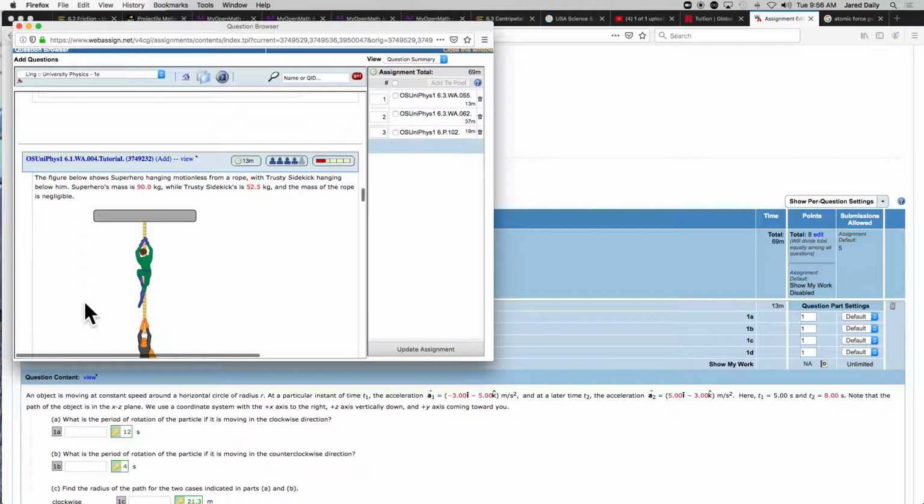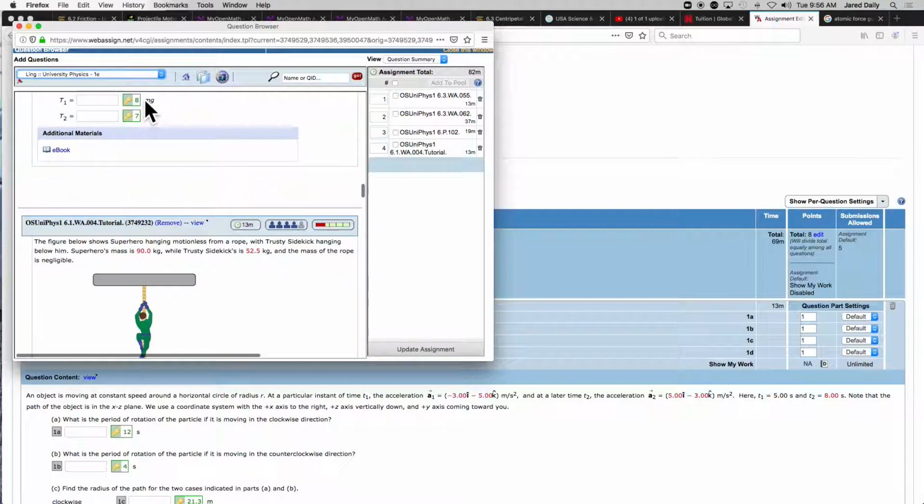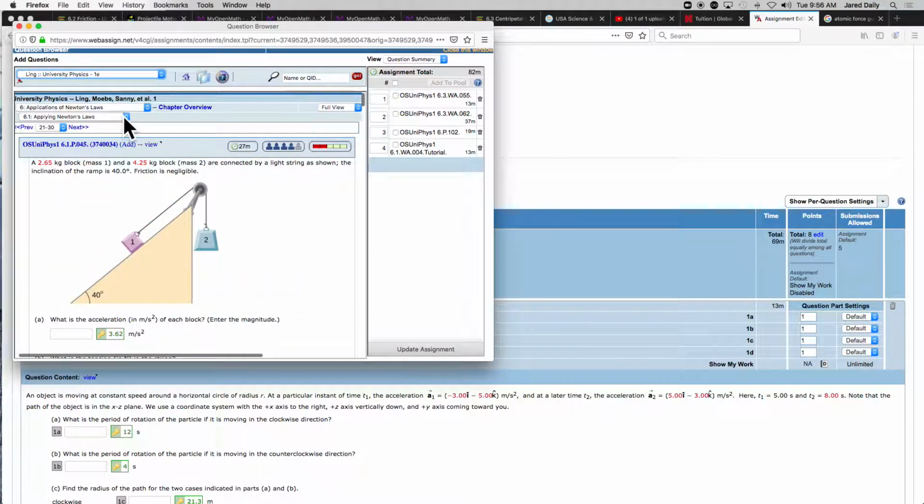I think I like that one. We'll add the superhero problem. Let's do some friction.